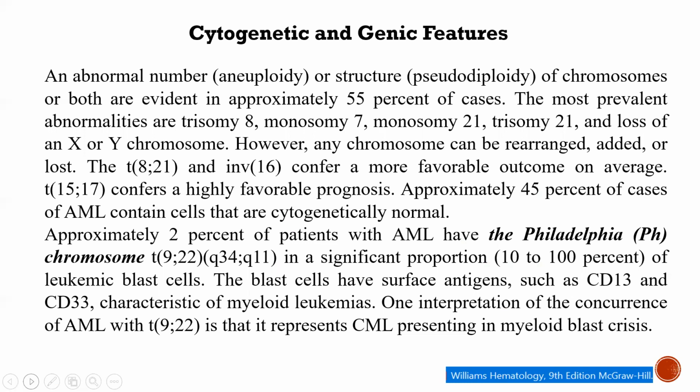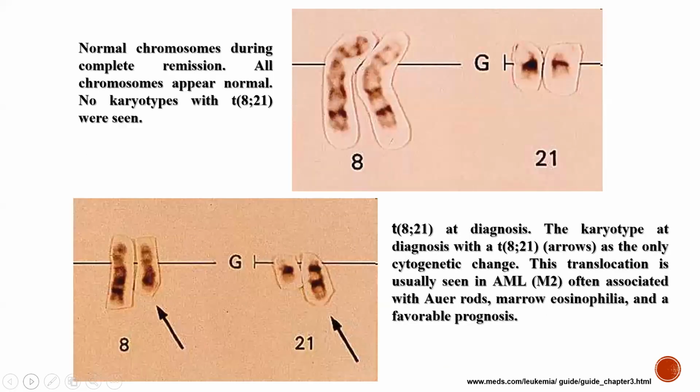Approximately 2% of patients have the Philadelphia chromosome in a significant proportion of leukemic blood cells. The cells have surface antigens such as CD13 and CD33, characteristic of myeloid leukemias. One interpretation of the concurrence of acute myeloid leukemia with trisomy 9 to 22 is that it represents chronic myeloid leukemia presenting in myeloid blast crisis.